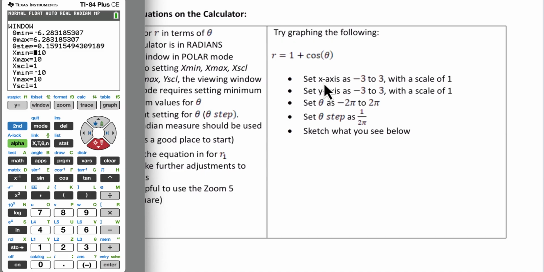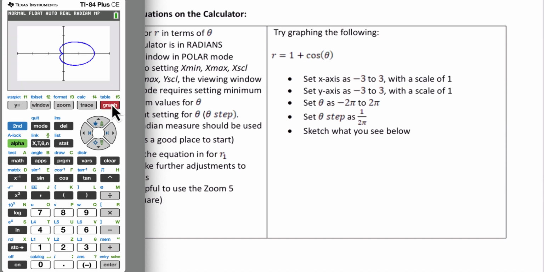The x min, we want to go from negative 3 to positive 3. So x min is negative 3. X max is positive 3. And we want the x scale to be at 1. We can set the y scale now. The y min is negative 3. The y max is positive 3. And the y scale is at 1 already. When we hit graph, we'll see what is going to be a cardioid.